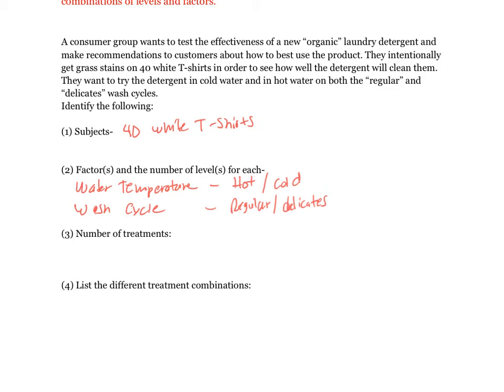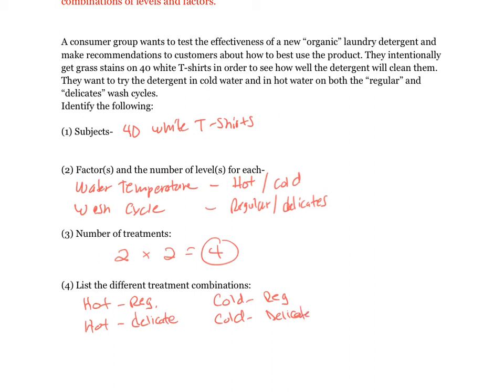So for the number of treatments, there are 4, because there are 2 wash temperatures times 2 wash cycles, which is going to be 4 groups altogether. So you would do hot water with the regular wash cycle. You would do hot water with the delicate wash cycle. And then we would do cold water with the regular wash cycle. And we would do cold water with the delicate wash cycle.